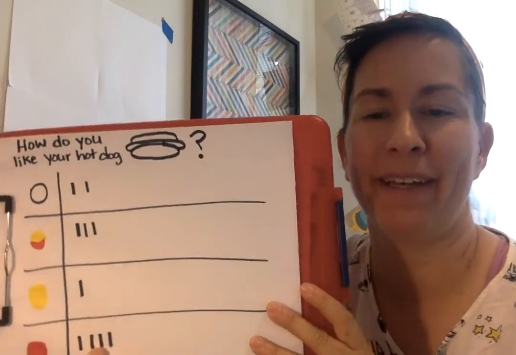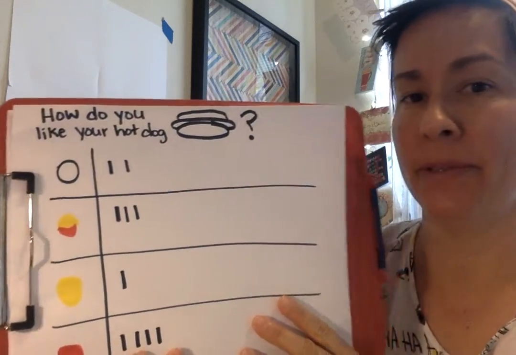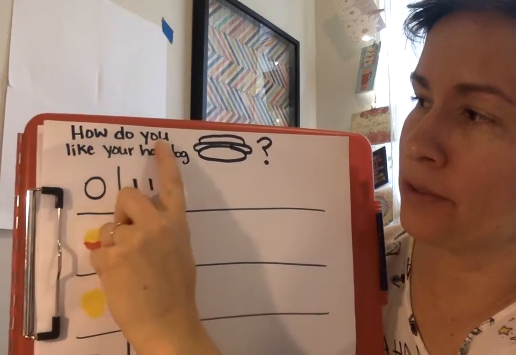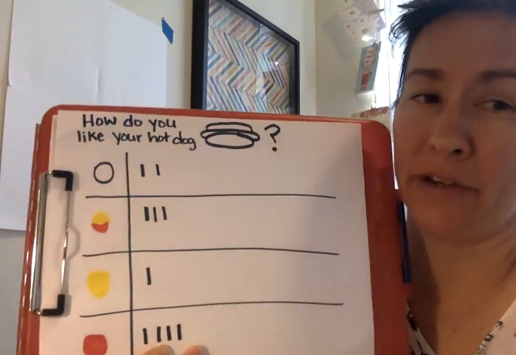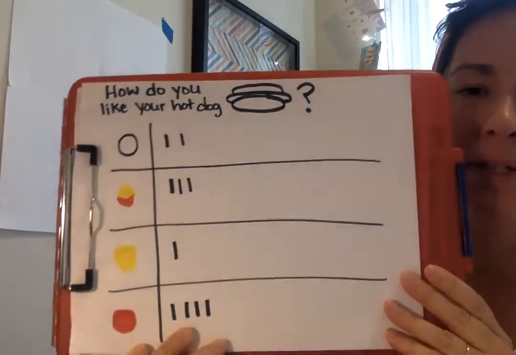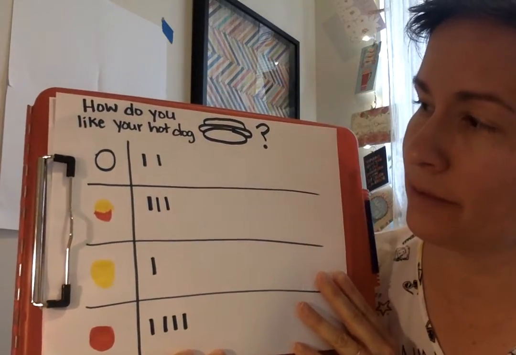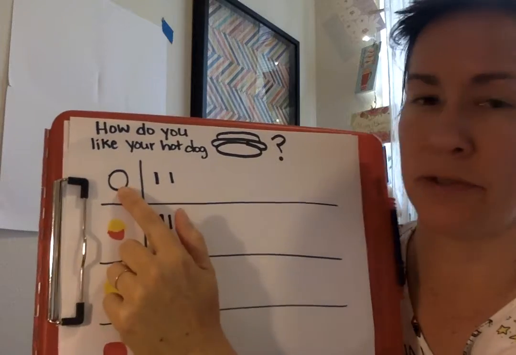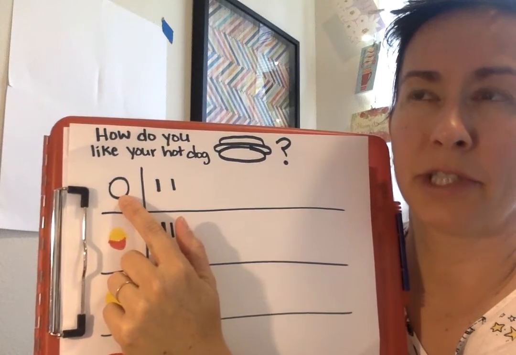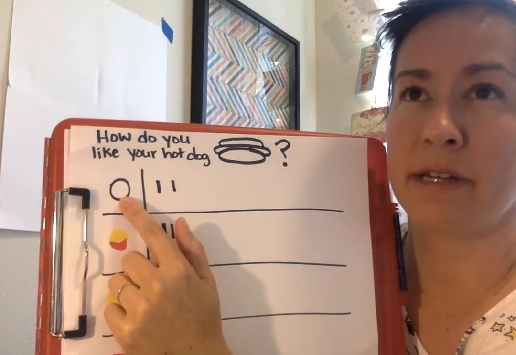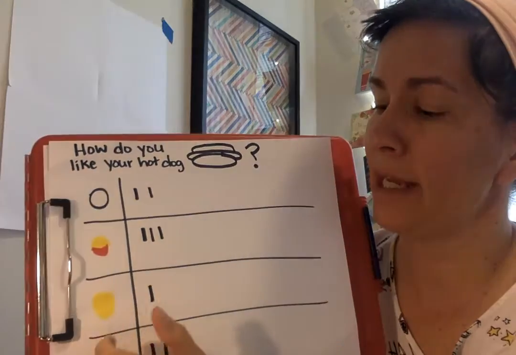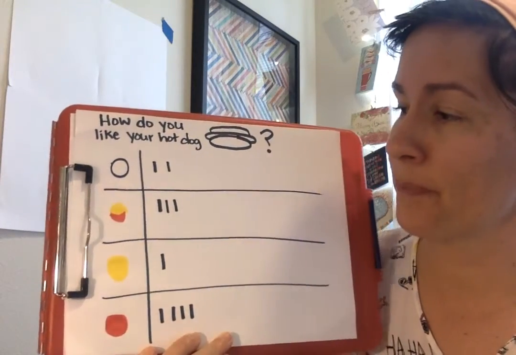Hey everyone. Today we're going to do a how do you like your hot dog graph. Remember we do the weather graph in the morning? And the weather graph usually shows a picture of the sun, clouds, rain, and sometimes snow when it's winter.